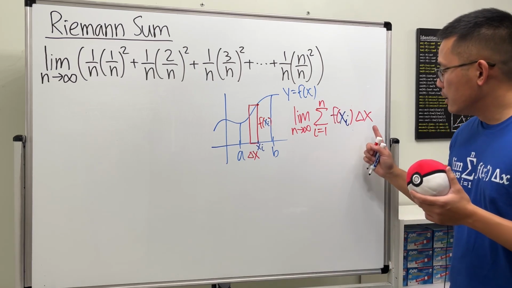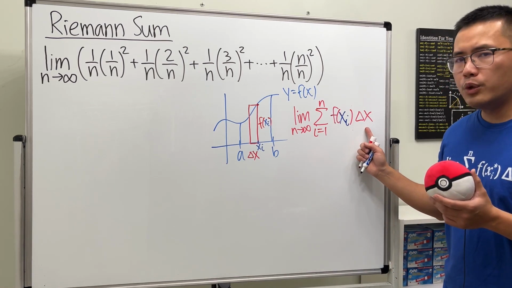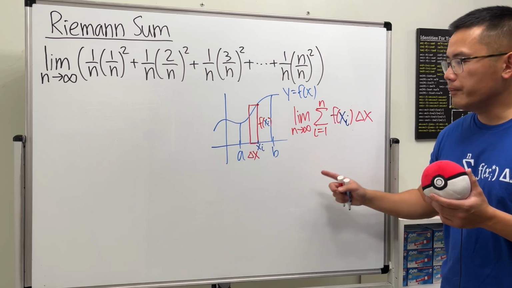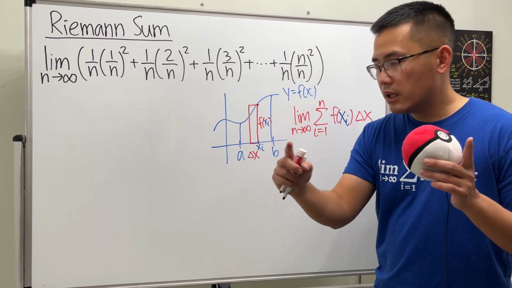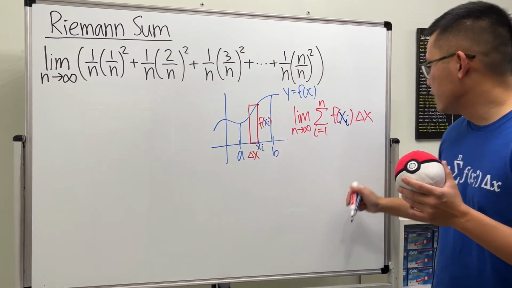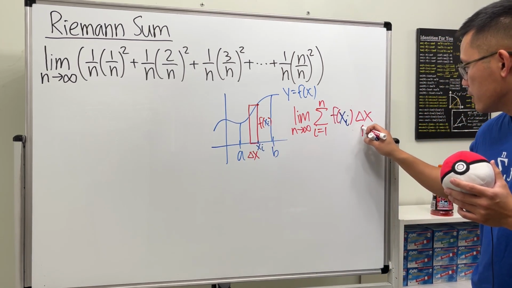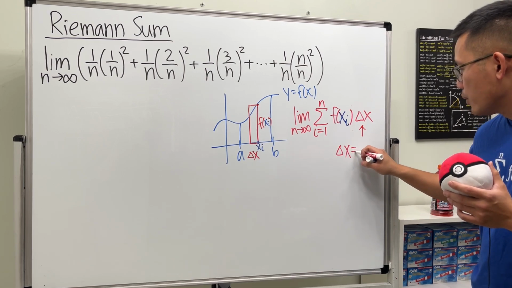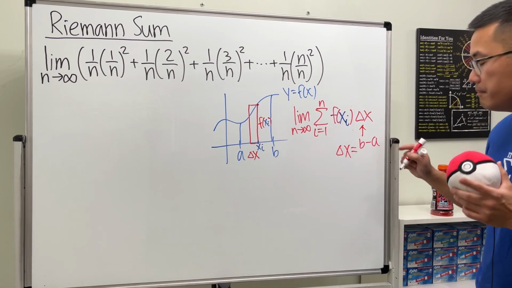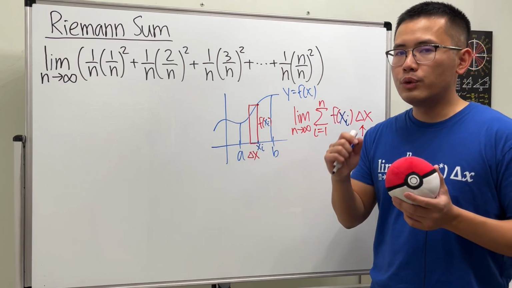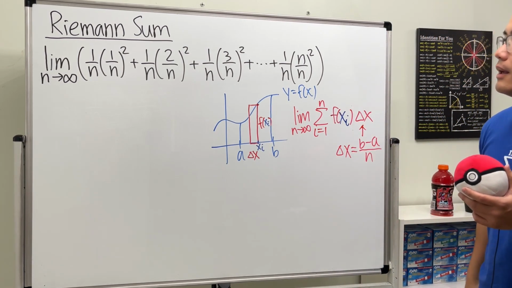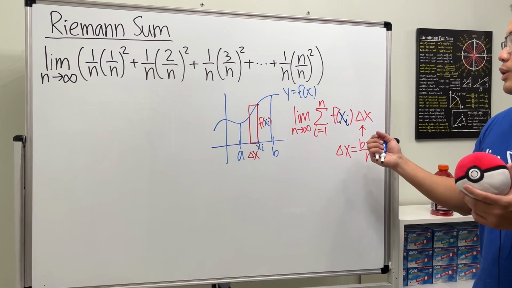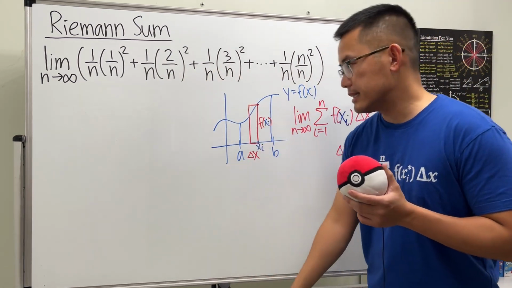All right. Now, a quick question for you guys. How are we going to find the delta x? Well, we are going from A to B. So the interval has the length b minus a. So let me just write it down right here. Delta x will be equal to b minus a, and then we are dividing into n equal width rectangles. So just divide it by n. All right. So that's the structure of this kind of limits.